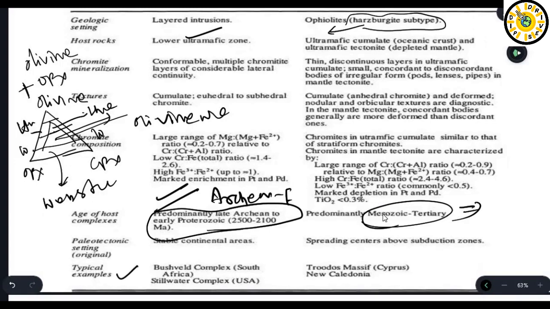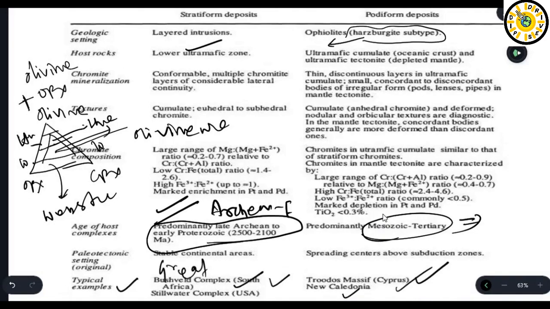The examples are the Bushveld complex, South Africa, the Stillwater complex, or the Great Dyke of New Zealand, which is also associated with the stratiform deposit. Then the podiform deposit is the Cyprus type podiform, like the Rhodos complex in New Caledonia. ठीक है. It is associated with the Mesozoic-Tertiary time period. It is associated with the late Archean. Why is it late Archean? Because it is found in the stable continental area and it is found in the normally spreading center. ठीक है.